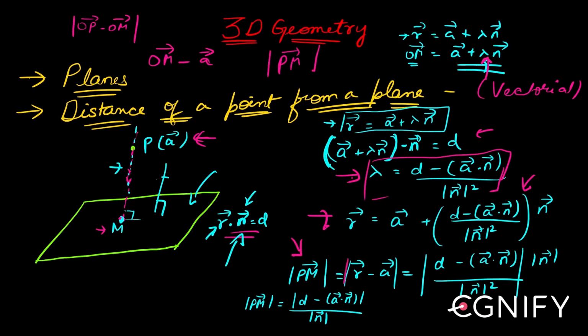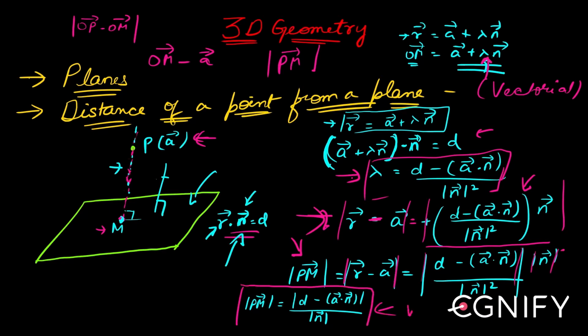Mod PM is R bar minus A. R bar is the position vector of my M now. I'm subtracting A from that. So if R is equal to A plus something, R minus A will be equal to this quantity, right? And I need mod R minus A. So I'll take mod of this. That is what I've done here. I'm taking mod of this. And then mod N will come out separately. This mod N and mod N square will cancel. And this is the final expression that I will get. So this is the vectorial form.